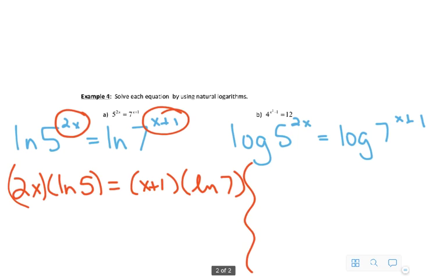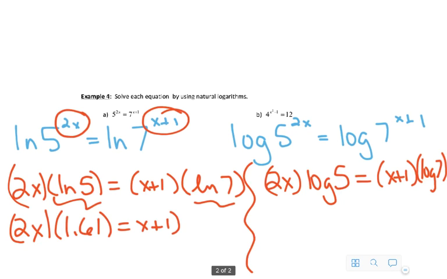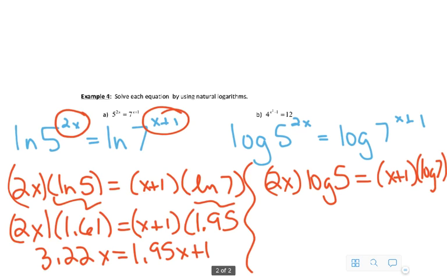I could do the same thing on the other side. It would look exactly the same way. Just running out of space here. Then what I would do is, this is something I can shove in my calculator. I would figure out what the natural log of 5 and the natural log of 7 are. The natural log of 5 is about 1.61, and the natural log of 7 is approximately 1.95. So then I would multiply these together. I would get 3.22x is equal to 1.95x plus 1.95.